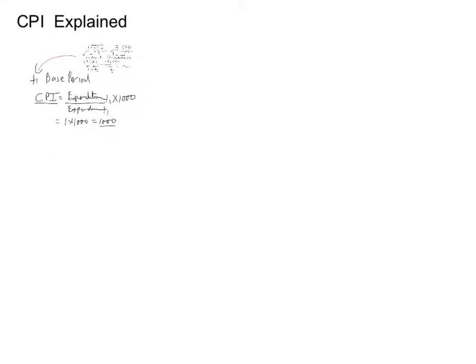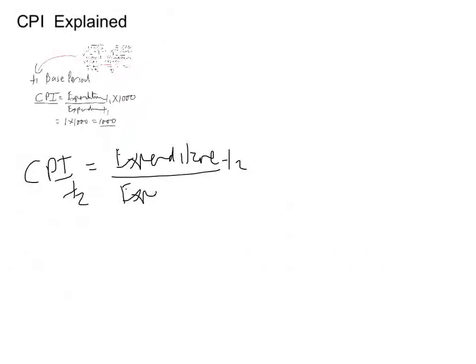Alright. Now what I'm going to do is I'm going to calculate the CPI value, or the Consumer's Price Index value, for T2. So what's the formula going to be? Well, hopefully you're going to go this. You're going to go CPI T2, and you're going to go the expenditure in T2, so we're going to just put that here for the sake of completeness. Expenditure T2 over the expenditure T1.